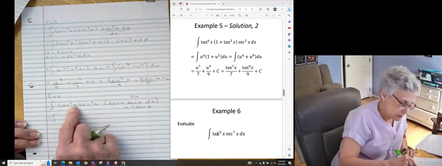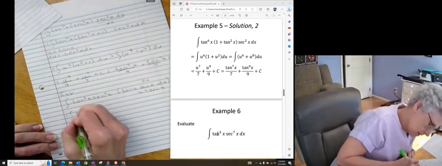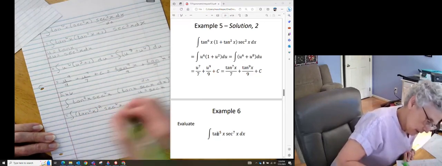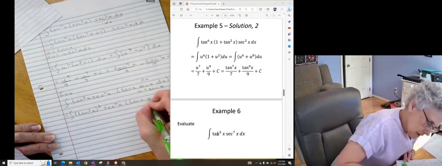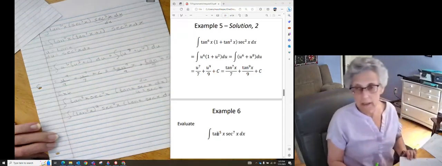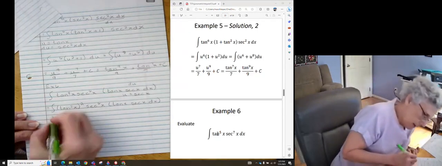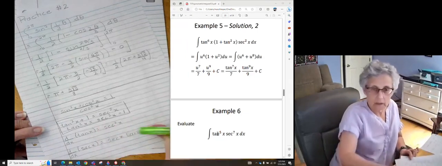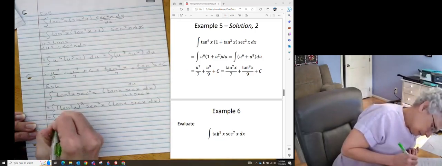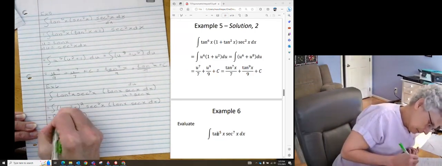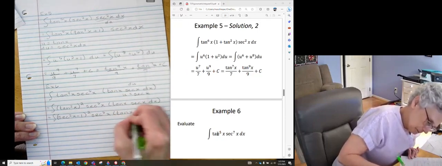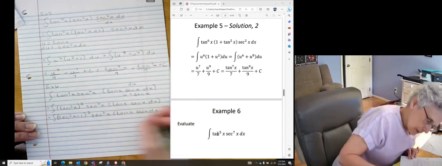So tangent to the 4th is tangent squared squared, so let's write that first. Tangent squared squared times secant to the 6th times tan x secant x dx. Haven't changed anything. I just rewrote that. Now I'll replace tangent squared of x with secant squared minus 1. Oops, left my C out.